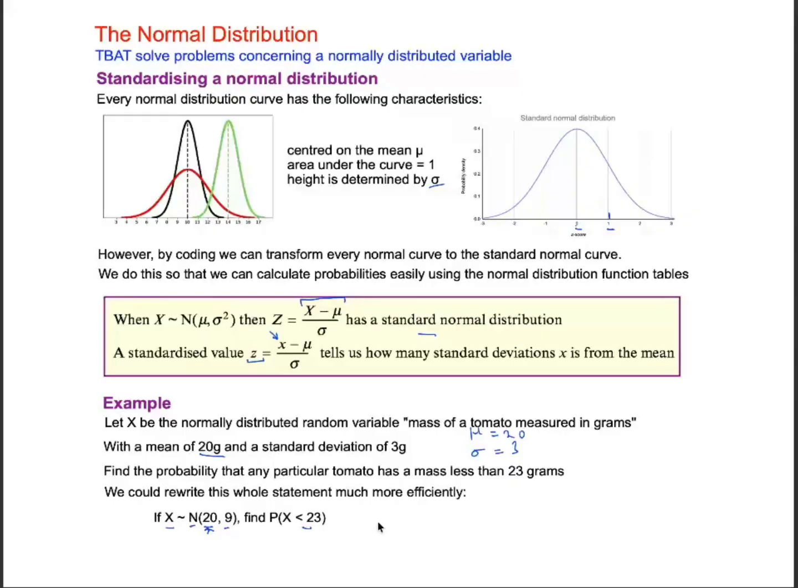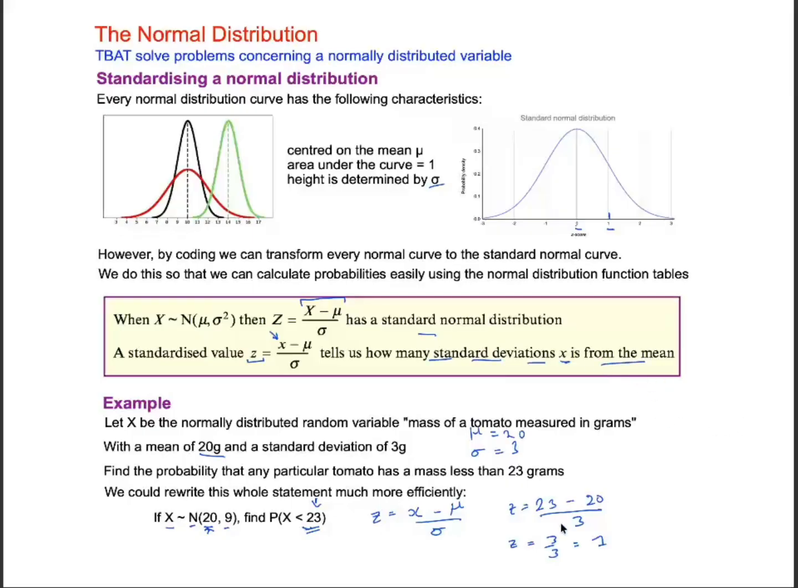Changing this into the z random variable, you will use the following formula. Z is equal to the x value minus the mu value over the standard deviation. And the z value that we get will be how many standard deviations x is away from the mean. So in this place, our x value is 23. So z is equal to 23 minus mu, which is 20, over the standard deviation, which is 3. This will just give us 3 over 3, which equals 1. Therefore, our z value is 1, and that tells us that this 23 is 1 standard deviation away from the mean.